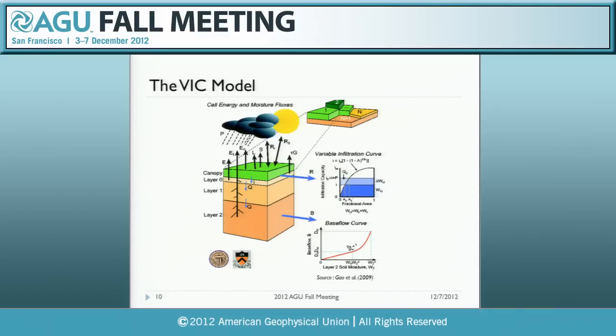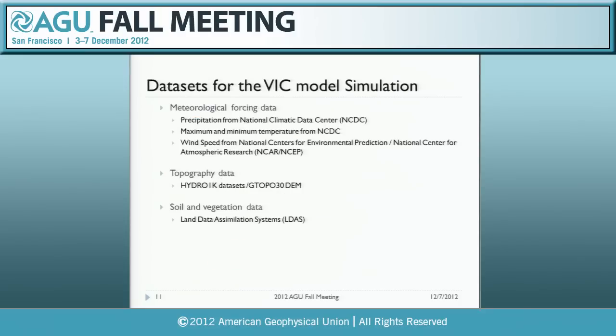So the VIC model solves the water and energy balances, and typical resolution for this model ranges from 1/8 of a degree to 1 degree. This resolution also depends on how much data we are using for our simulation. The data we require for VIC model simulation are meteorological forcing data, topography data, and soil and vegetation data.